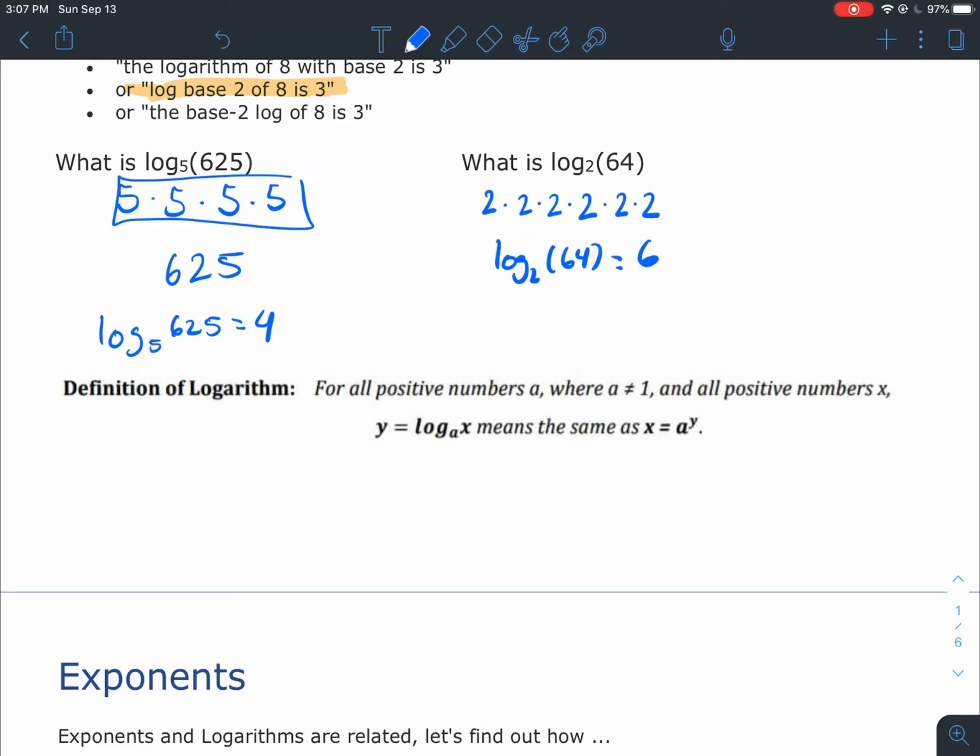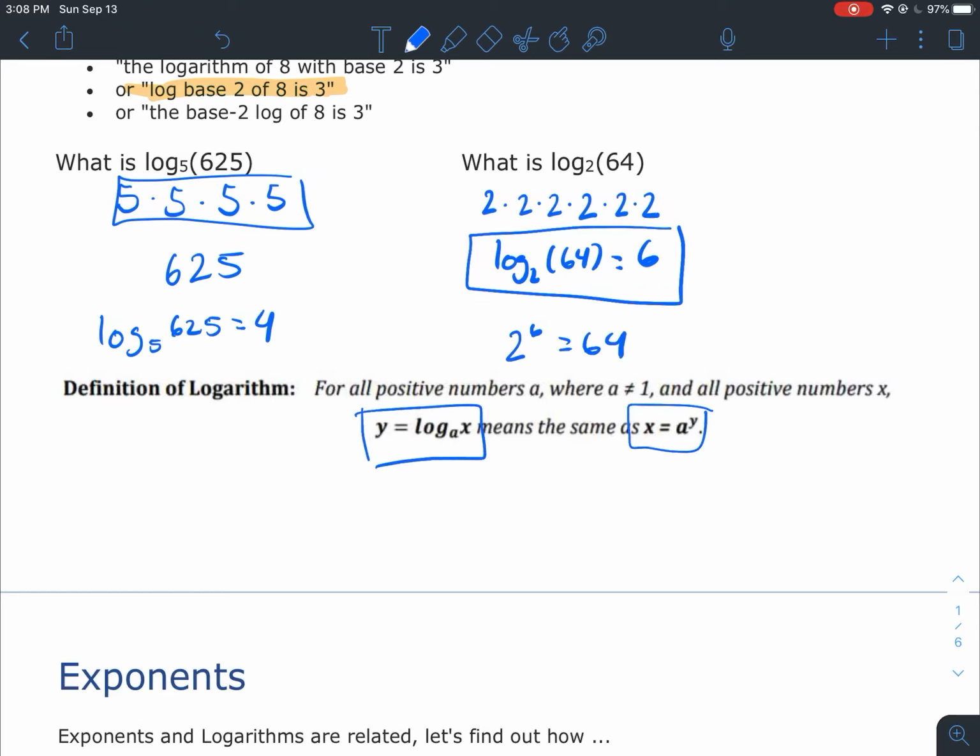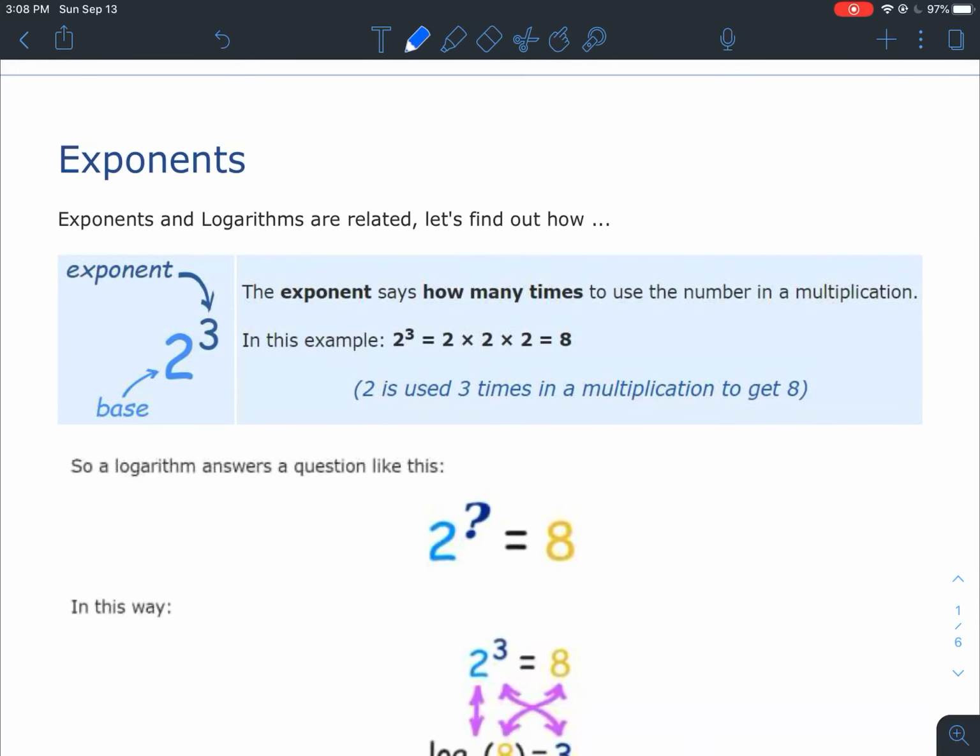So the definition of a logarithm for all positive numbers a, where a does not equal 1, and all positive numbers x, y equals log base a of x means the same as x equals a to the power of y. I'm sure you looked at this and you're like, oh my goodness, what does this mean? We're going to go a little bit more into this. But essentially, what we're doing is raising 2 to the 6th power. 2 to the 6th power gives us 64. And that's what they're showing us here, that these essentially mean the same thing, just rewritten differently.